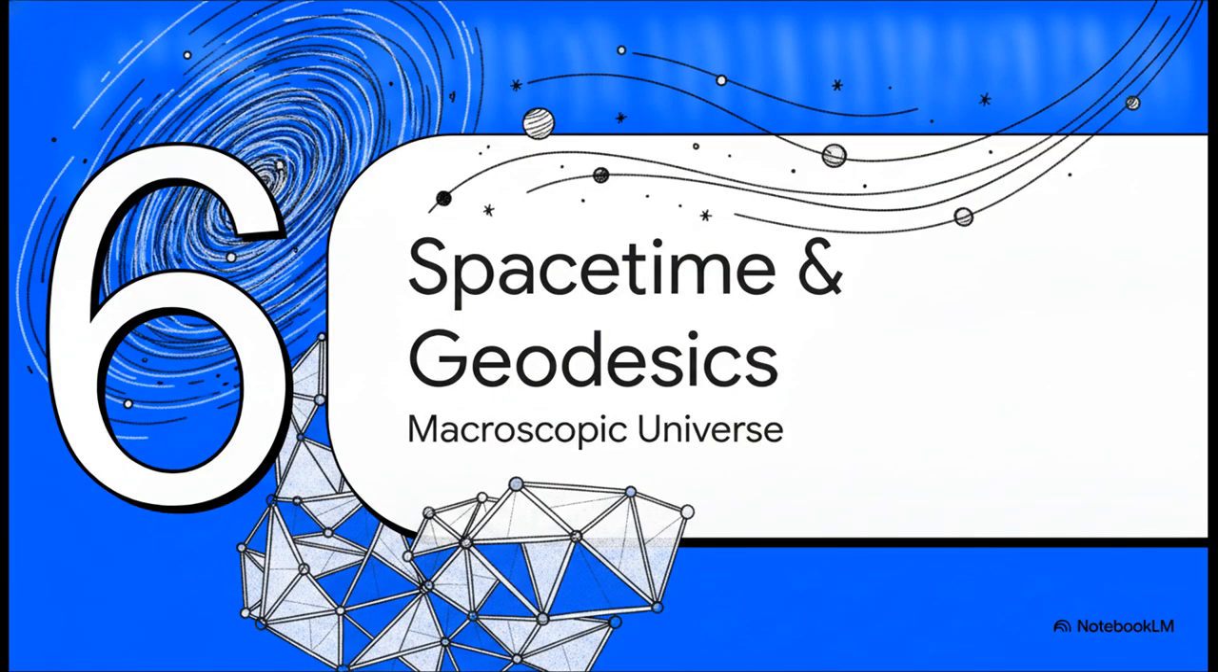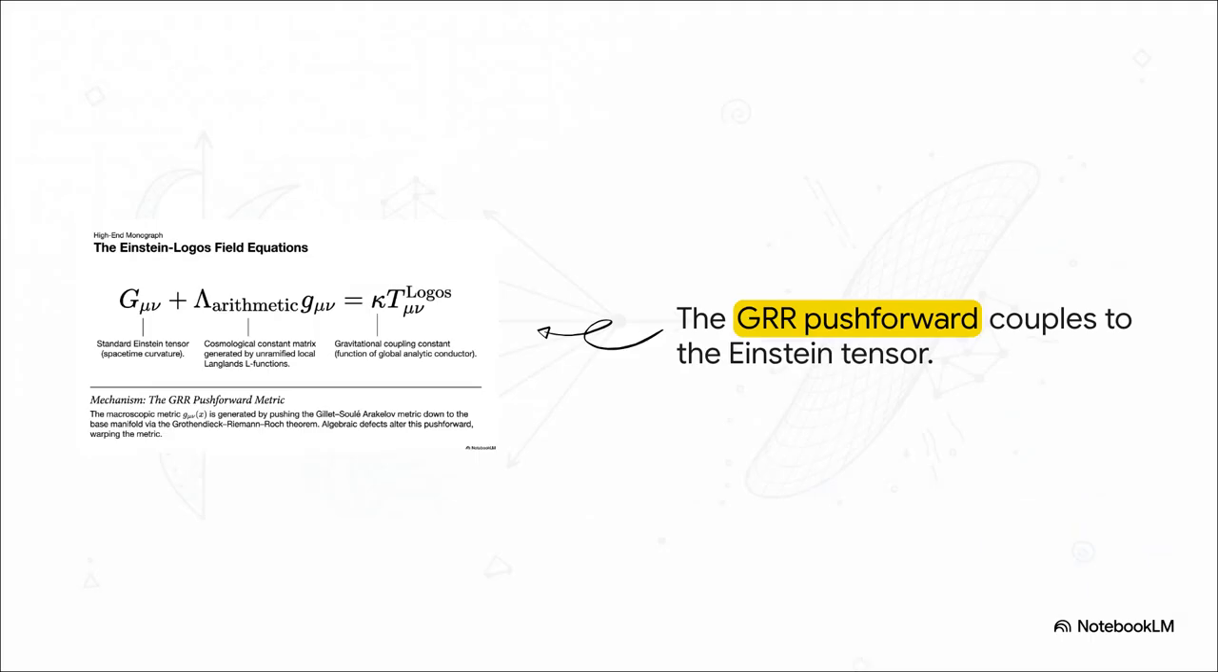Emergent spacetime in geodesics. Let's step out into the macroscopic universe and look at the final grand readout of this incredible framework. We finally arrive at the Einstein-Logos equations. In this theory, smooth spacetime isn't just an axiomatic background that exists for no reason. It's an emergent readout. The Grothendieck-Riemann-Roch push-forward takes the arithmetic Gillet-Soulé metric and projects it down, coupling the informational stress-energy tensor directly to the standard Einstein tensor, g mu nu. The physical metric of our universe is directly warped by the algebraic defects of our exceptional primes.